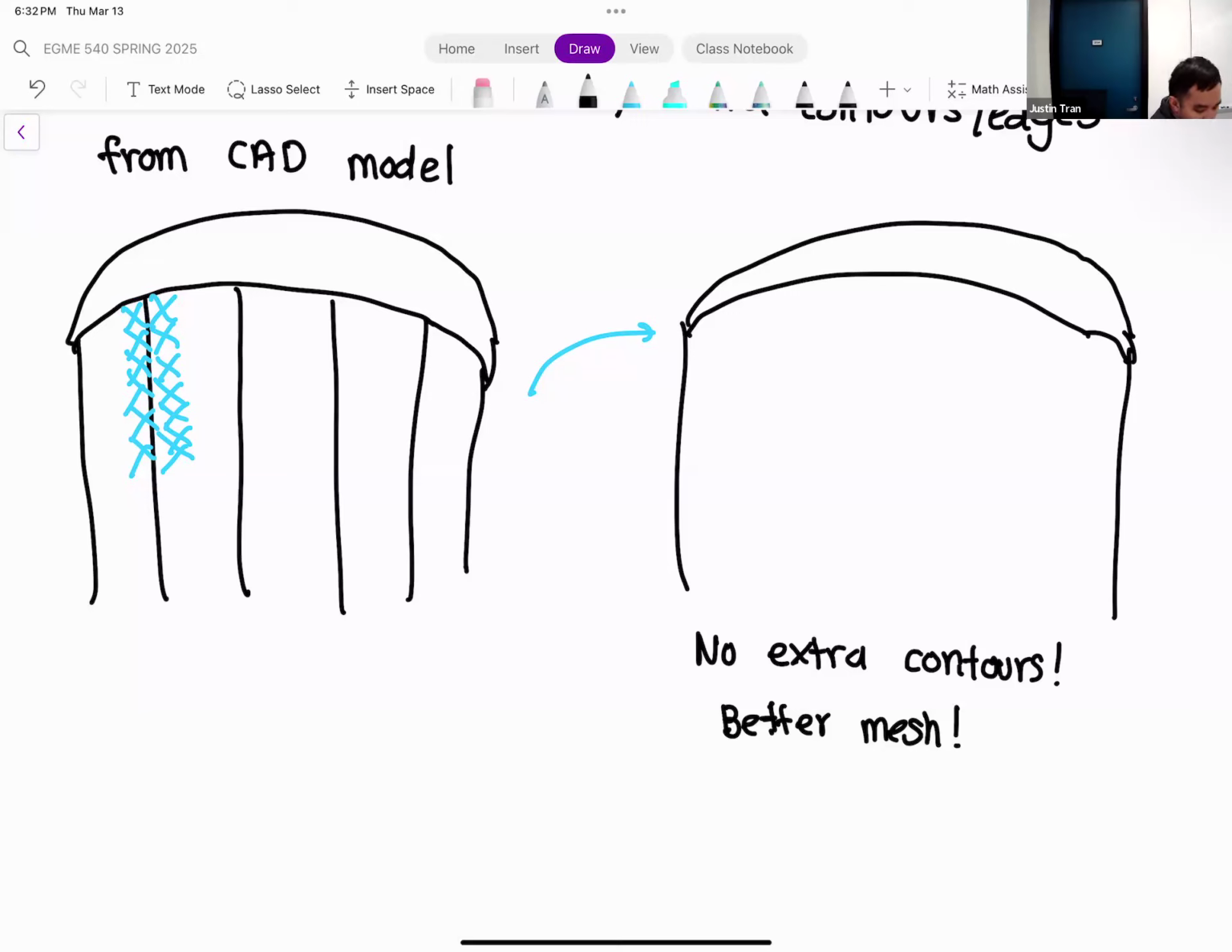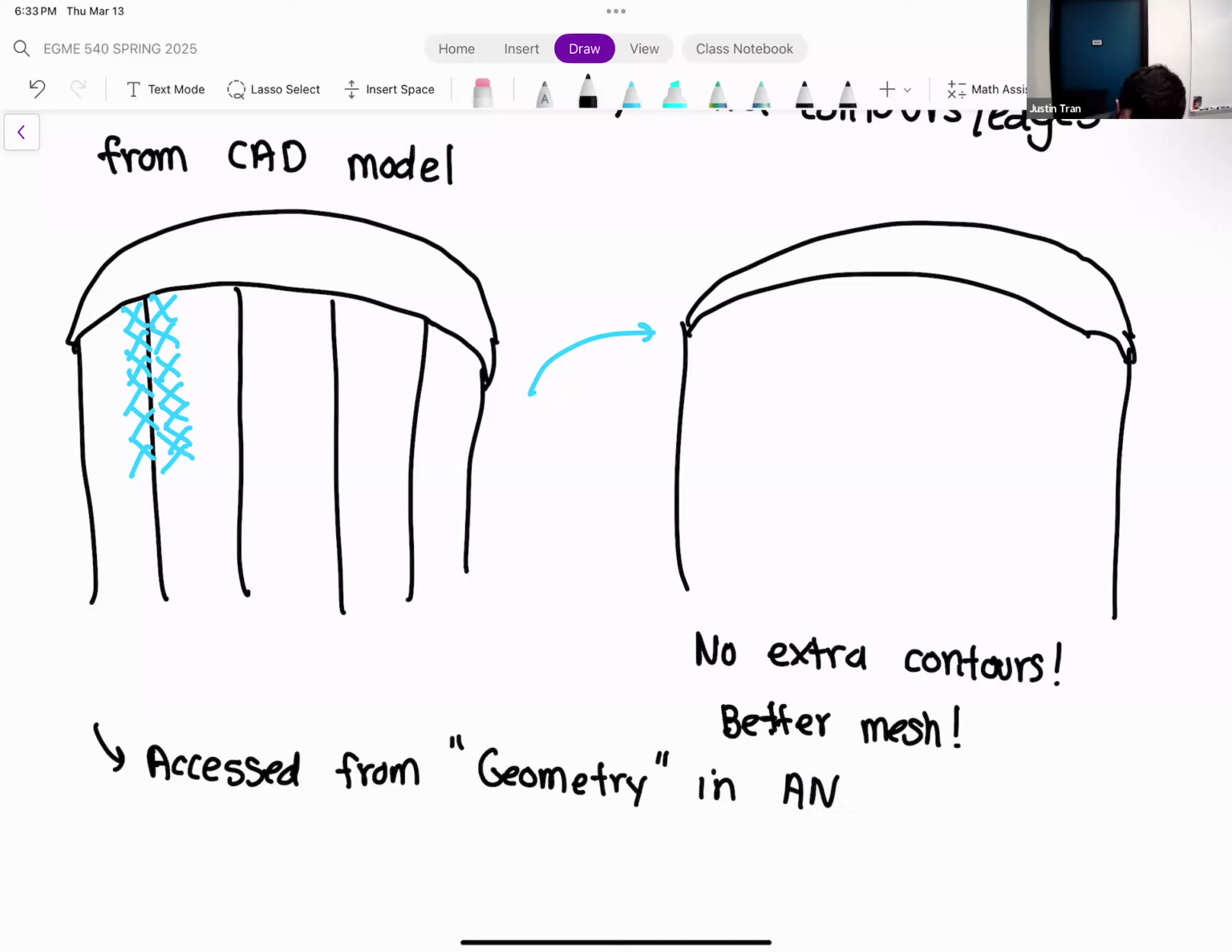And to access virtual topology, you can access it directly from ANSYS Mechanical. It's accessed from the geometry tab, which is where you assign material properties and things to your parts. And so if you have a CAD model with a lot of curvature, this might be something you look into to help improve the quality.